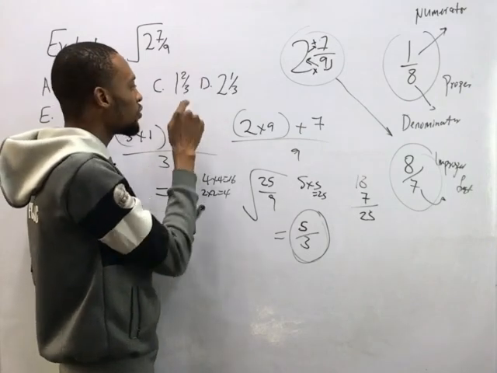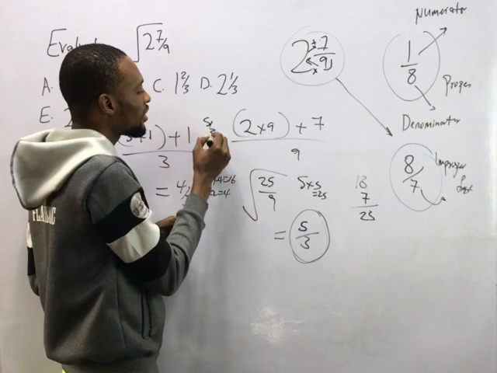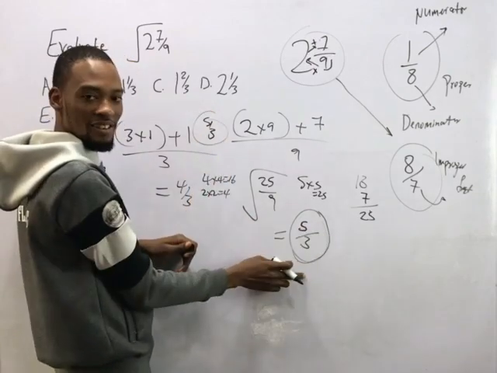Plus 2 is what? 5 over 3. That's 5 over 3, right? So what's our answer? 5 over 3.